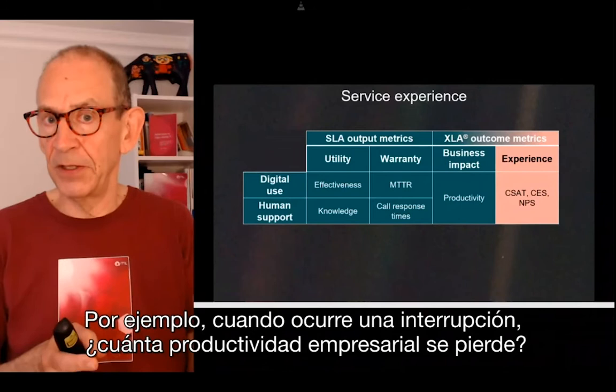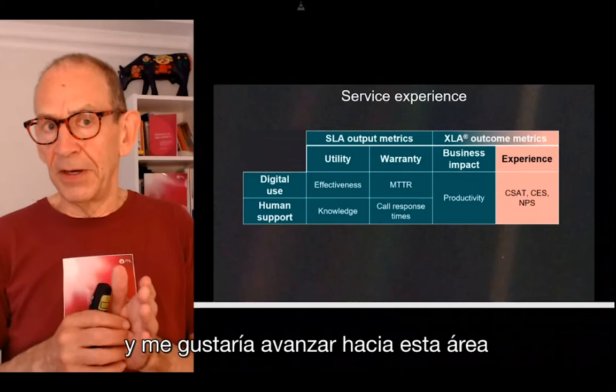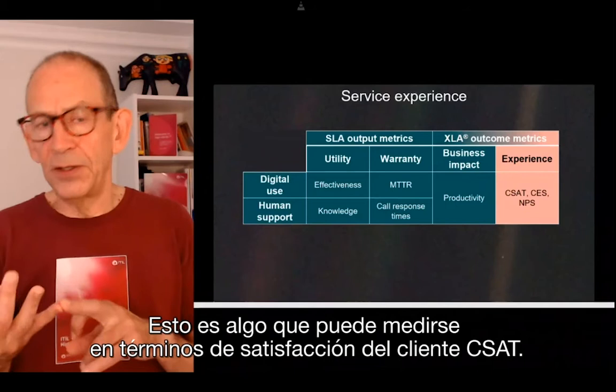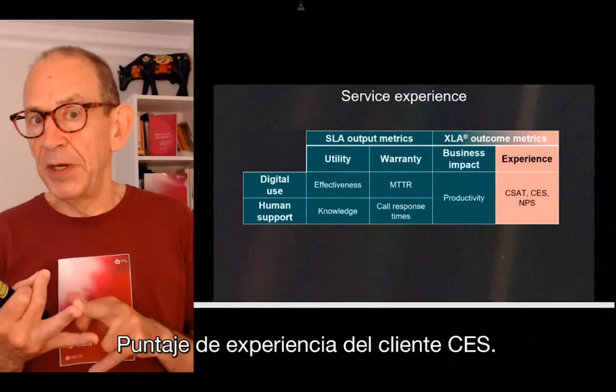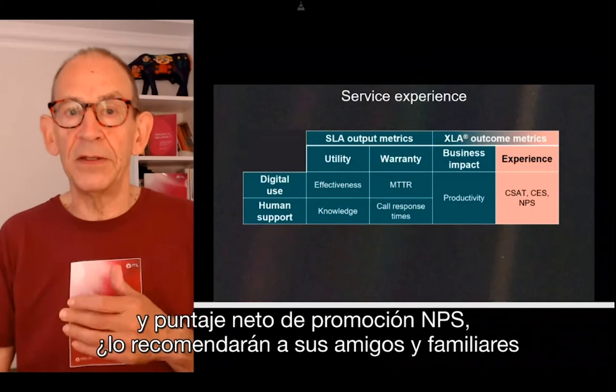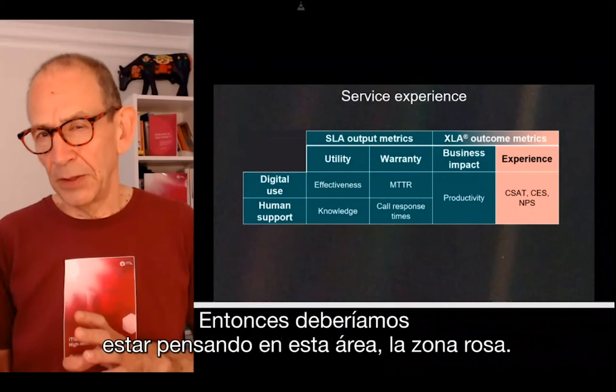And I'd like to move it towards this area, and the service experience: what kind of an experience does the customer and the user have? And this is something that you can measure in terms of customer satisfaction, CSAT, customer effort score, how much effort does a customer have to put into the transaction, and net promoter score, would they recommend you to their friends and family, or would they advise against you? So we should be thinking about this area, I think, the pink area.